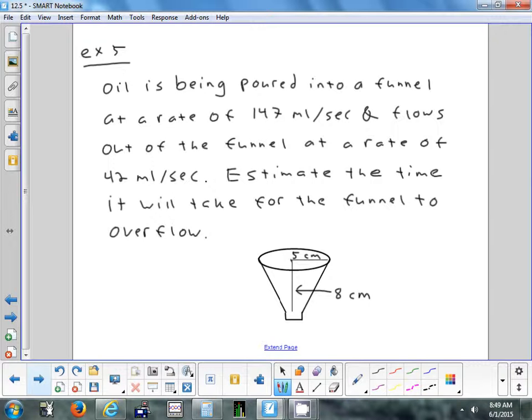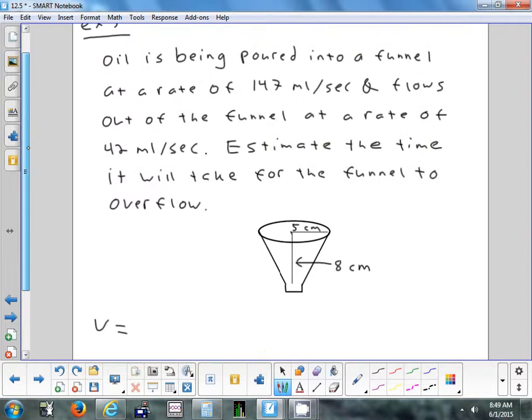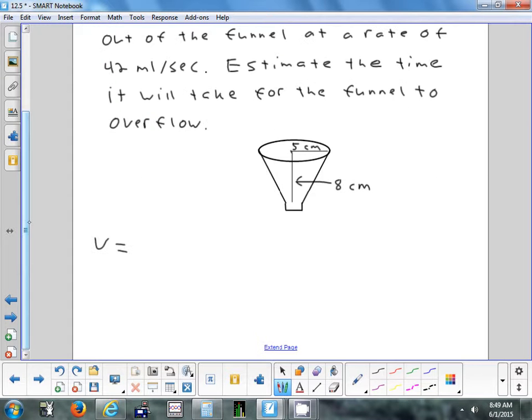You have to find the volume of the cone first. Let's find the volume of that cone shape. Even though it doesn't come perfectly to a point, let's estimate it. So this will tell you how much oil would fit in the cone. The volume is 1/3 area of the base times the height. Let's fill that in.